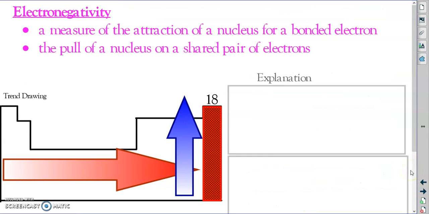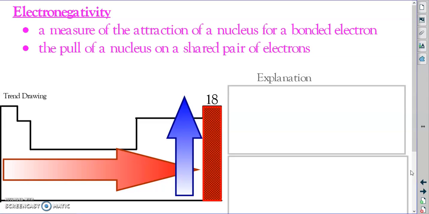All right, electronegativity. This term means it's the pull of an atom's nucleus on a shared pair of electrons. So it's the measure of the attractive force of a nucleus for a bonded pair of electrons, for bonded electrons. What this means is, if two atoms share electrons or get close to one another, one atom may be attracted to another atom's electrons. And that's how bonds happen, okay?